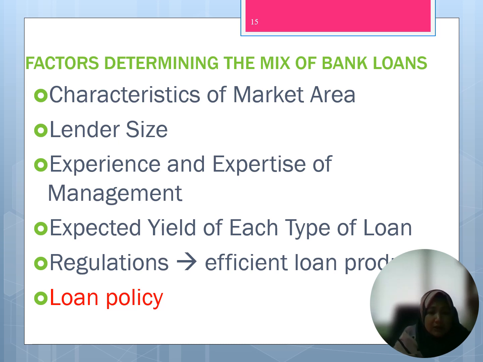All of these are determined by several factors, for example, the characteristics of the market area. If a bank is in the city, maybe their loans are more on short-term loans, credit card loans, because they are focused on the people in the city. They need to buy things using credit cards. This is an example. If the bank is situated in a rural area or industrial area, maybe their loans are more on industrial loans, working capital, business loans.